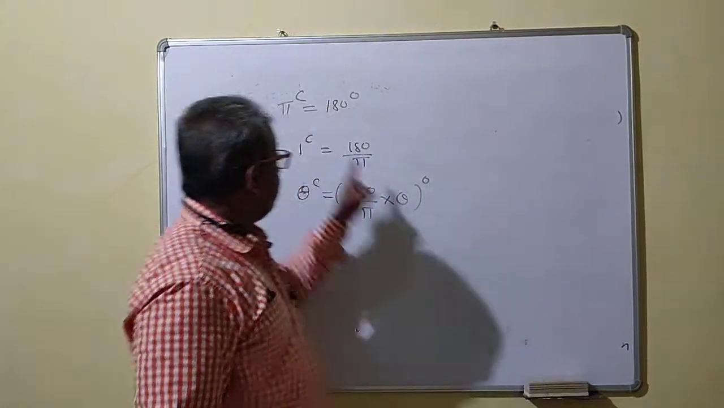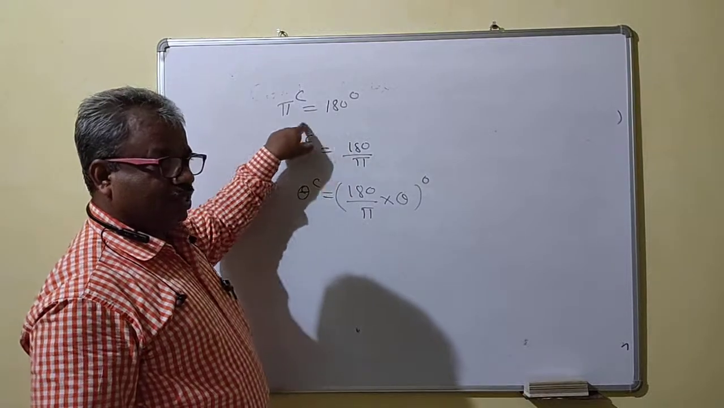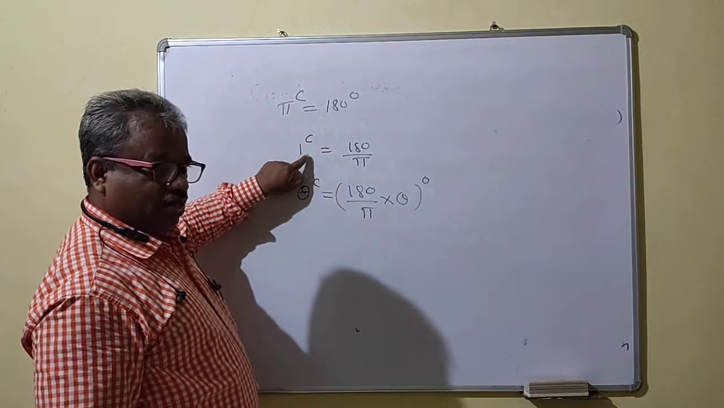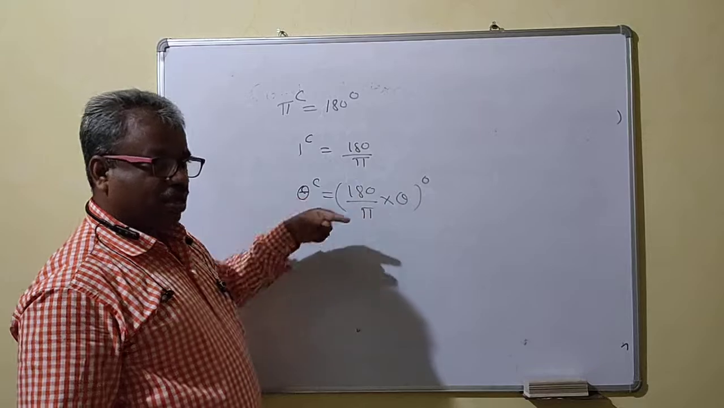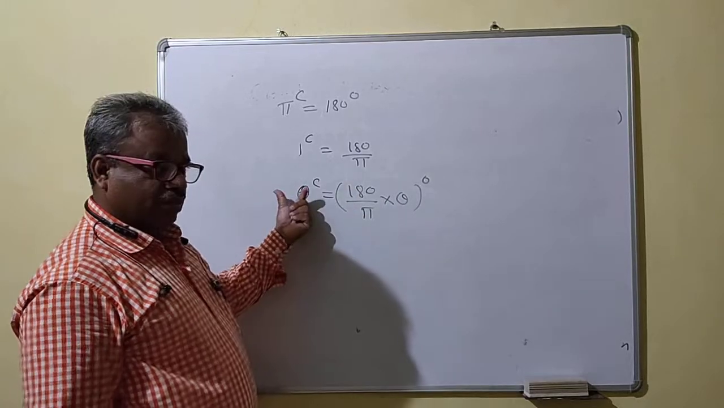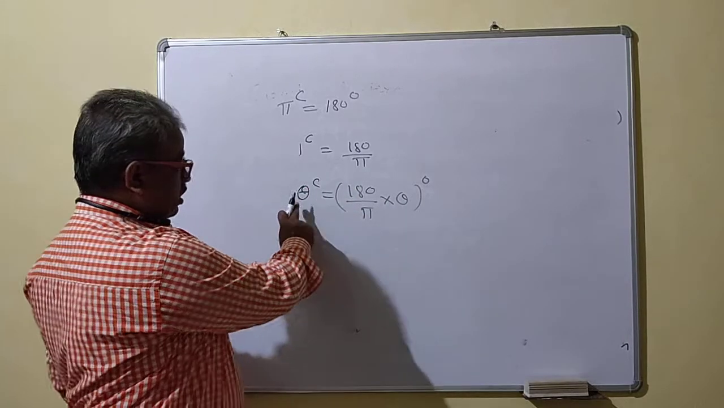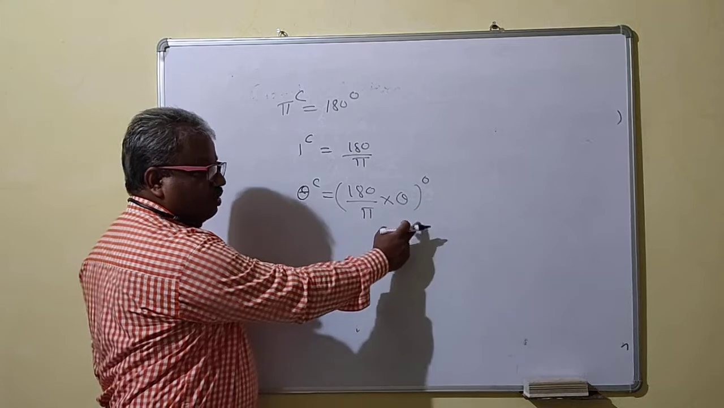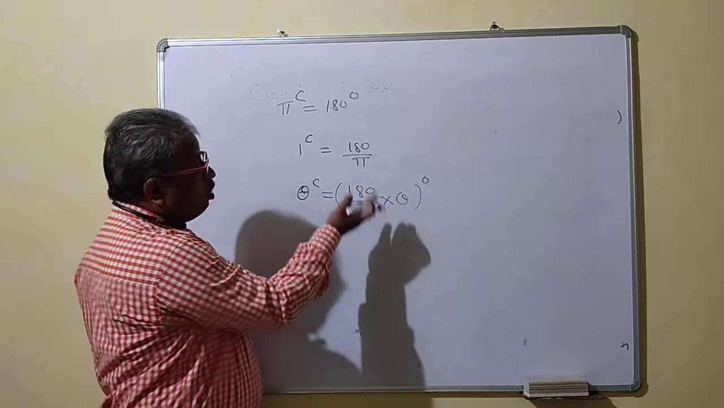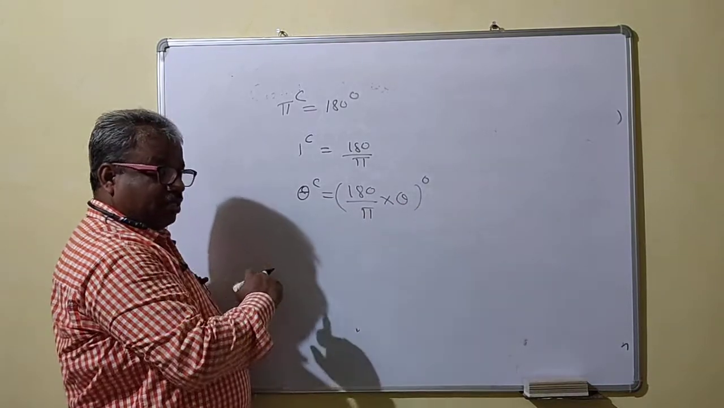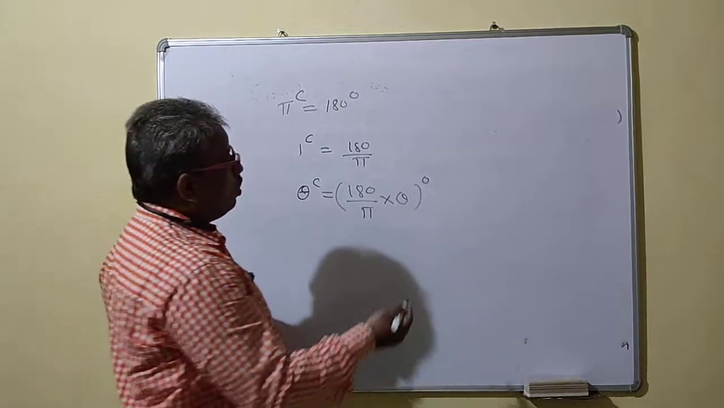So remember this. Write the 1 radian value, and then multiply by whatever you want. This is the formula for converting radian measure into degree measure. Now we have to express degree measure in terms of radian measure. So what will we do?